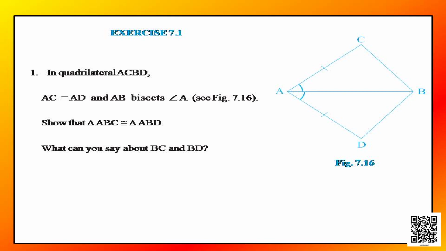Now let us discuss exercise 7.1. What is the first question? It says in a quadrilateral ACBD, AC is equal to AD and AB bisects angle A. Show that triangle ABC is congruent to triangle ABD. What can you say about BC and BD? Let us first draw the diagram.